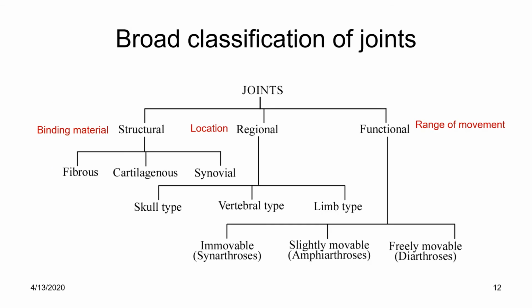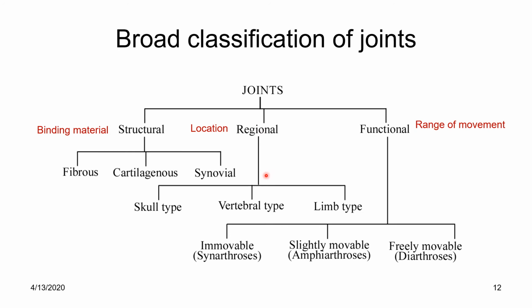Now let us see this flowchart of the broad classification of joints. One is the structural, depending on binding material. The other is the regional, depending on the location. Then functional, depending on the range of movement. Each of these is again classified. The structural is classified into fibrous joints, cartilaginous joints, and synovial joints.